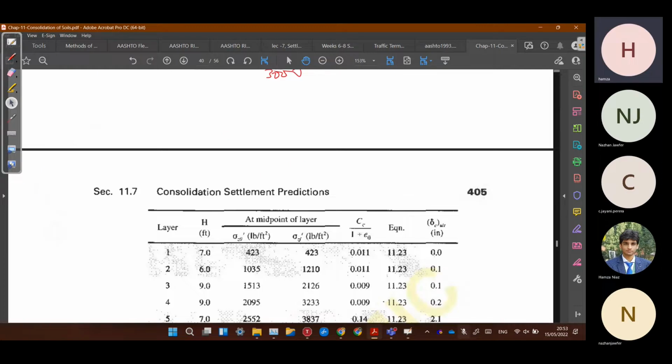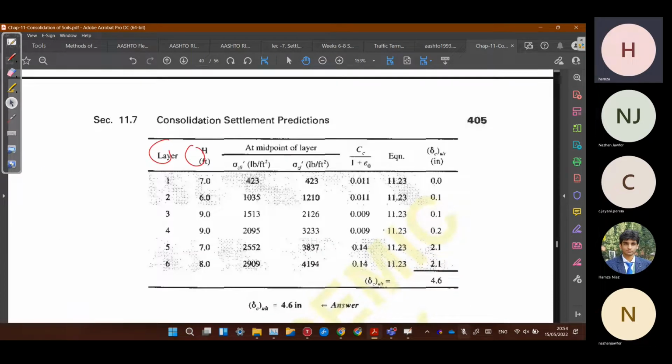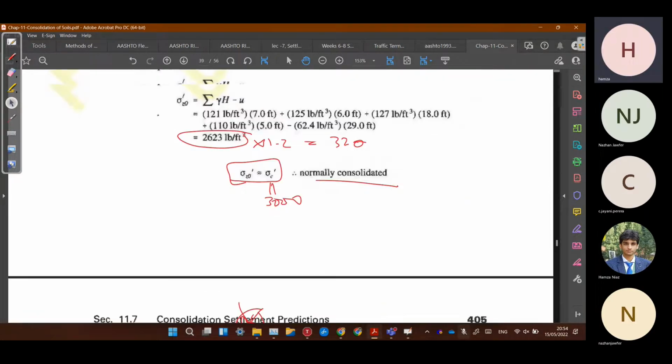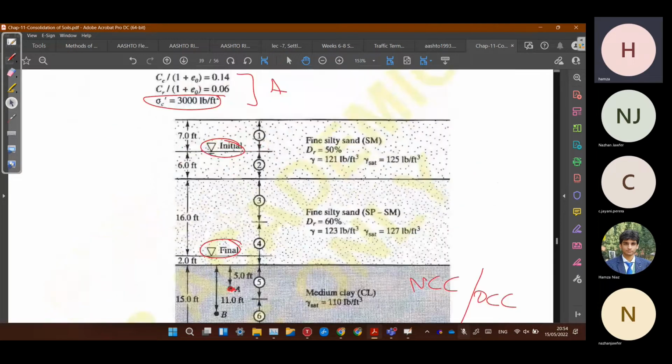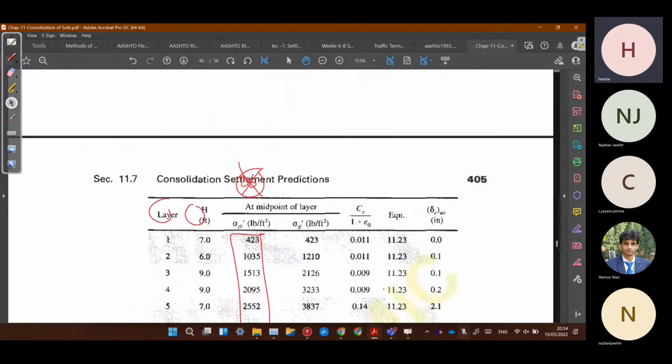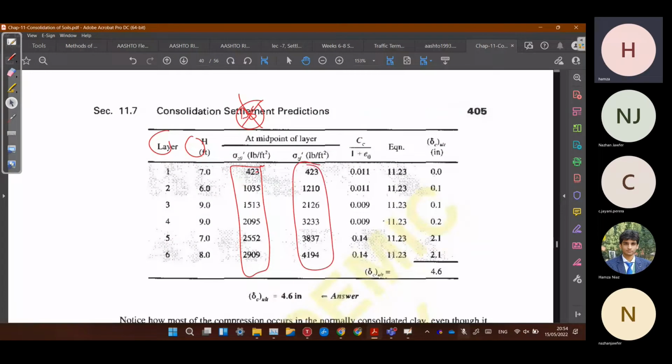Now the layer H is the same. There are sigma z naught values at the middle of the layer. Now there is no adding of delta sigma in this because delta sigma is 0. How do we find this sigma zf? We have to assume the water table here, not there. We calculate sigma z naught by assuming the water table here. But for sigma zf, we are going to assume the water table here, not at the top. So again, we calculate the overburden pressures, but the water table in this case is below.